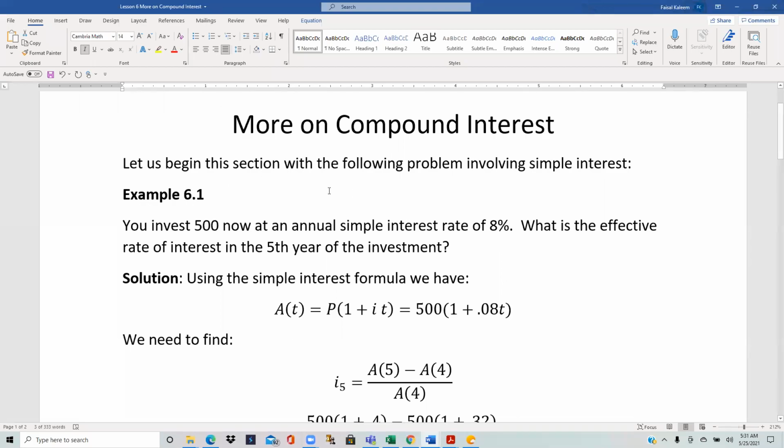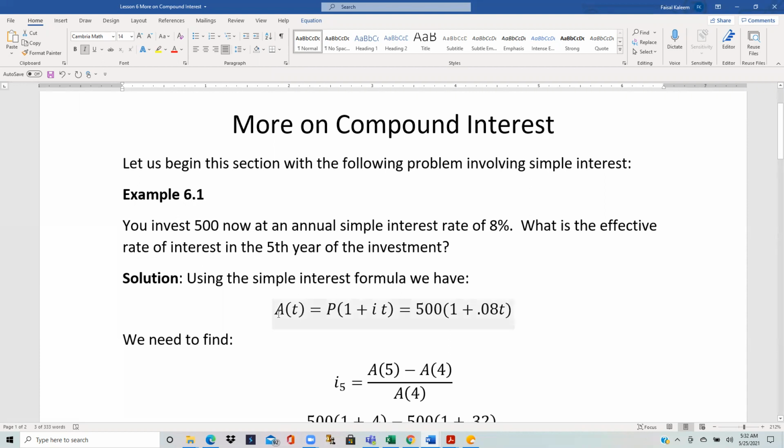So let's begin this section with the following problem, which is actually a review of the previous lesson, but there is a reason behind this review, as you will see. You invest 500 now at an annual simple interest rate of 8%. What is the effective rate of interest in the fifth year of investment?